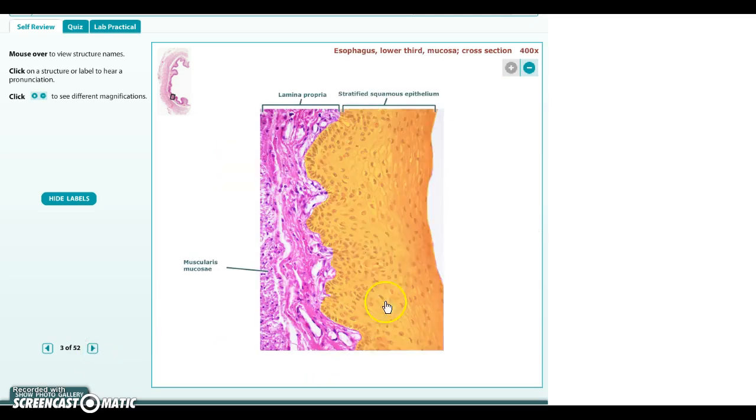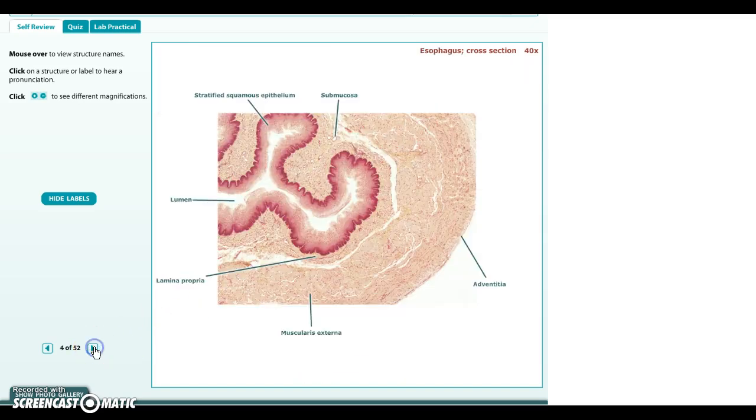This is an even closer look at the stratified squamous epithelium of the mucosa, or the internal layer. And this is looking all the way across the esophagus. I think it's interesting to notice that it's all collapsed down. The lumen, or the part down the middle, is all collapsed unless you're actually swallowing something, when it expands out to open that up. And then, of course, the mucosal layer, the submucosa, and the outer muscle layer.